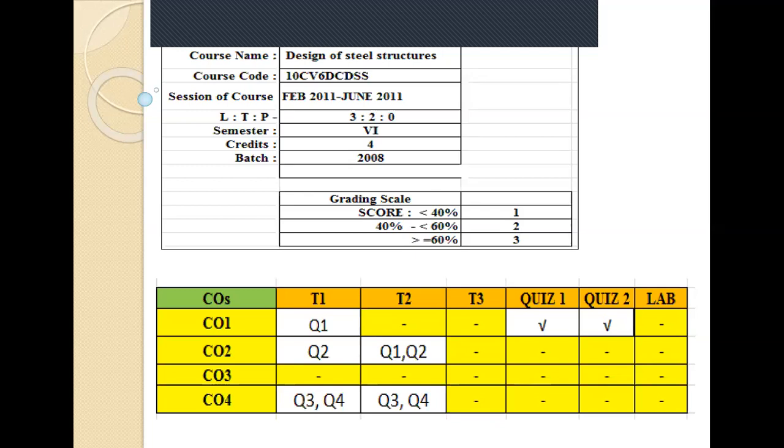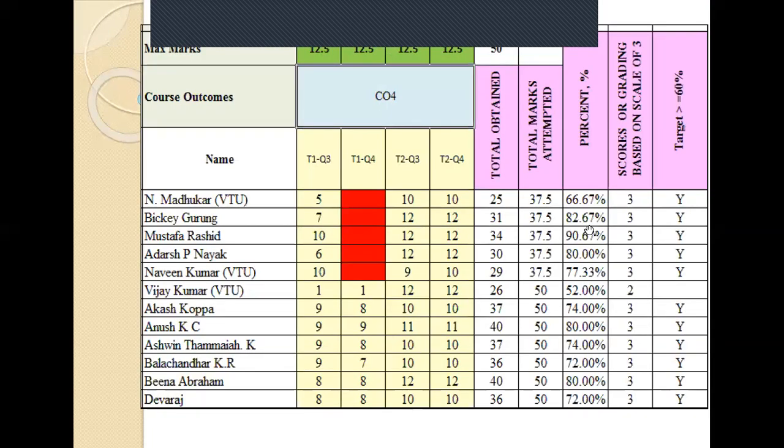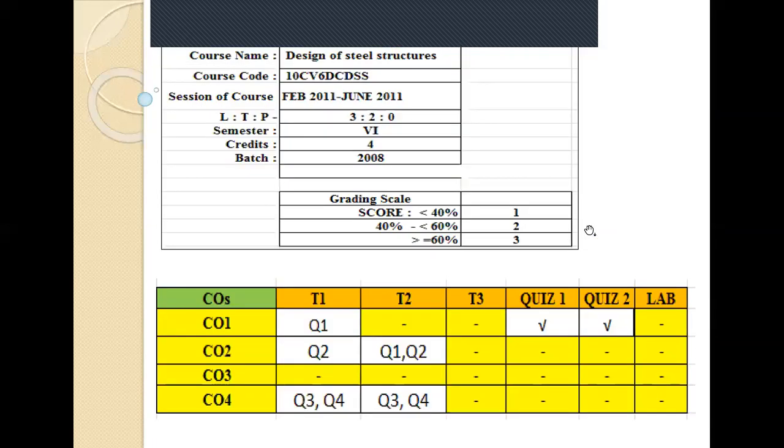Now, when you look at test 1 that was conducted, there are question 1 and question 2, which deal with CO1 and CO2, whereas question 3 and question 4 deal with CO4. In T2, the second examination that is conducted, question 1 and question 2 in that question paper are mapped with CO2, and question 3 and question 4 are mapped with CO4. So that means here CO3 is going to be considered in a separate manner. That means it is going to be tested in a different form.